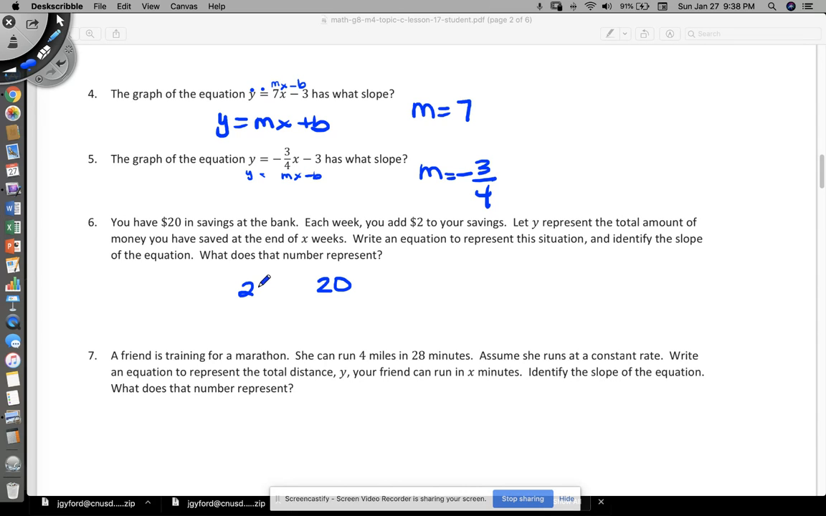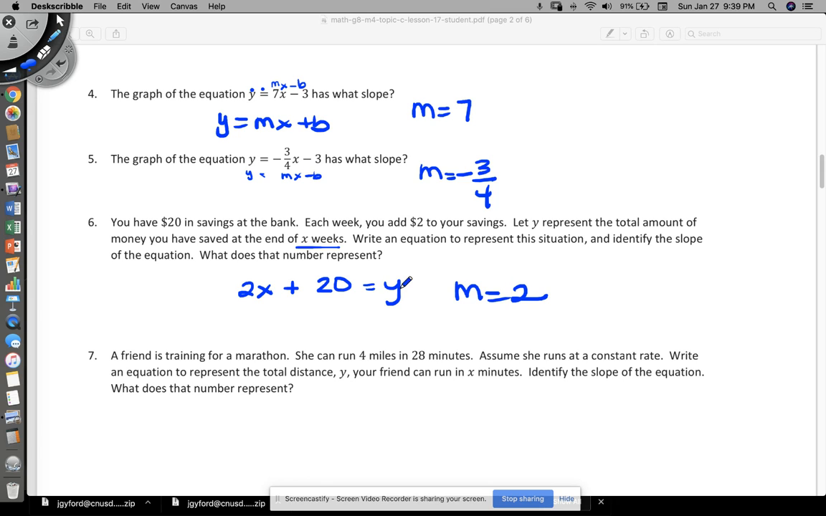Each week we're going to increase by 2. So 2 times the weeks. We're going to add that to the 20 that's already in there. So every week we add $2 to our savings. x is the weeks, as it mentioned here. And at the end, that'll tell us our total money saved. So what is our slope? Our slope is the number in front of the x. So our slope is 2, also known as your constant rate of proportionality.